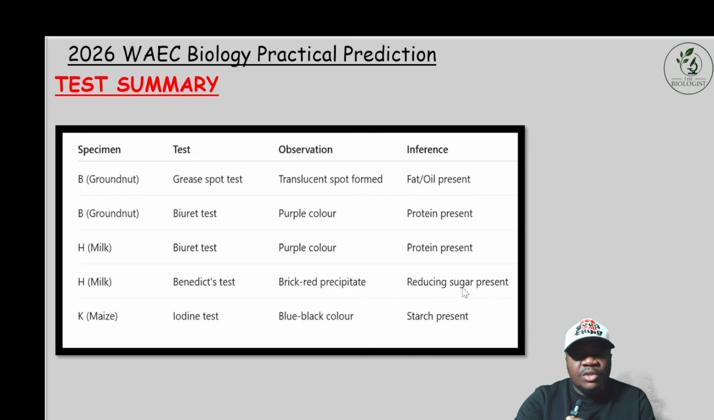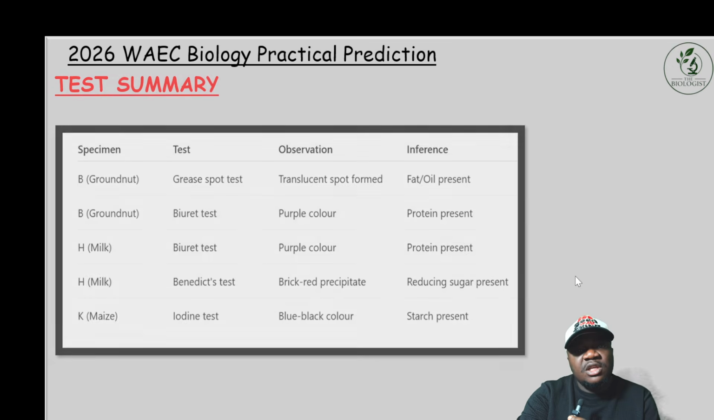Then the next one is just a summary table. You go through this table, all right? It gives you everything about the experiment. So you have your specimen, you have your test, you have the observation, and you have your inference. All these things here are very important. So you just check the overview, and if you look at it: purple color, brick red precipitate, blue-black coloration, translucent spot formed. The color observation gives you an overview that, okay, this is starch, protein, or fat and oil. Okay, so let's go through this table and try to make sense of it.